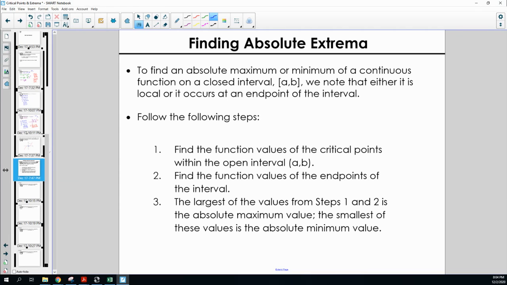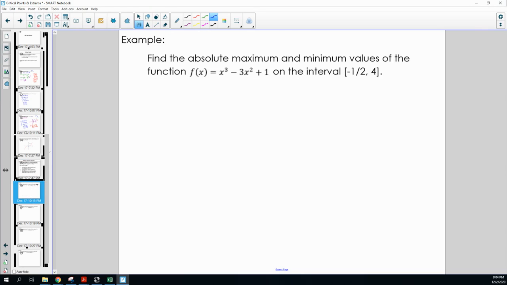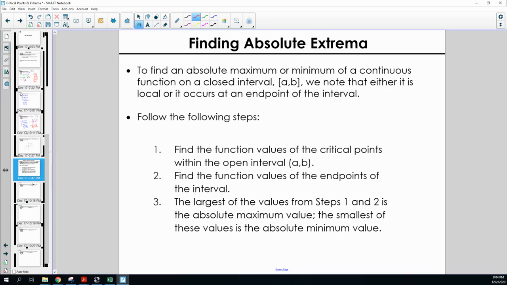Okay, so hopefully this will make a lot more sense when we do an example. Find the absolute maximum and minimum values of the function on the interval. First thing I do is find my critical points.